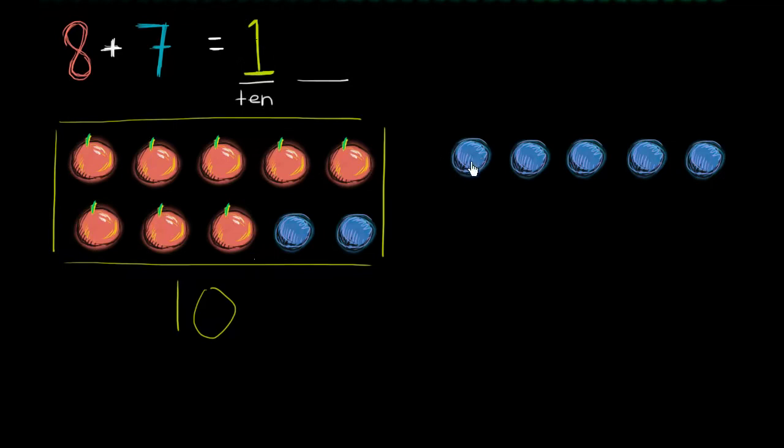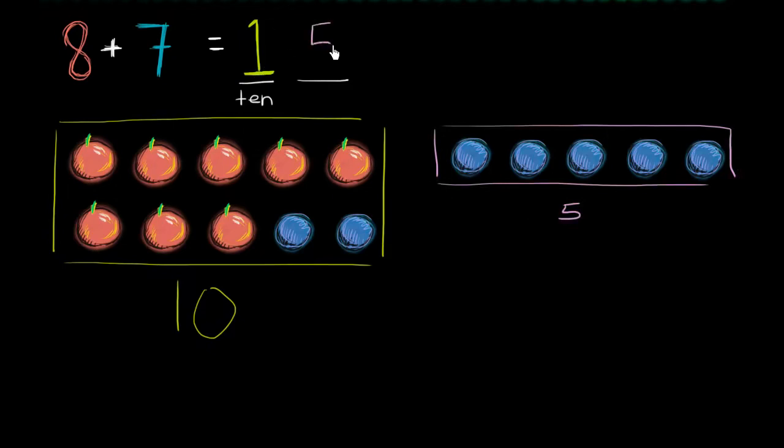And then how many more do I have? Well, I have another 5 ones. 5 ones right over here. So we have 1 ten and we have 5 ones. So what is 8 plus 7? It is 15. And another way, just to remind ourselves what 15 represents.